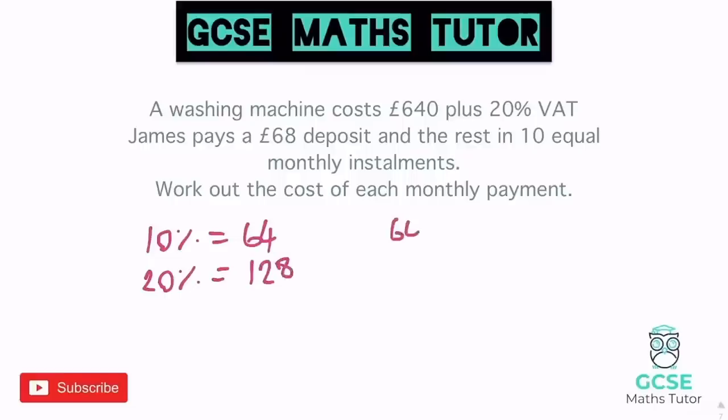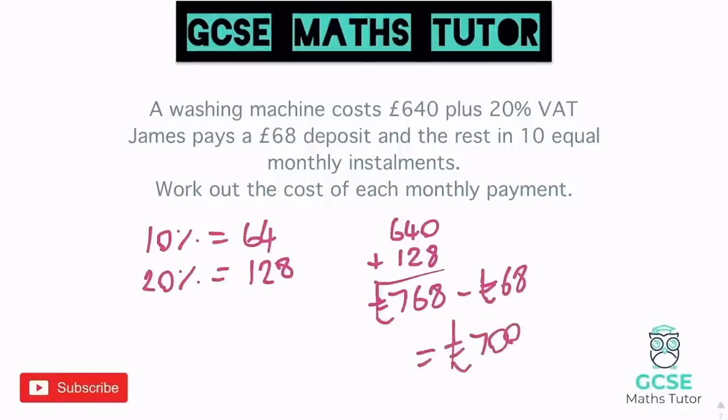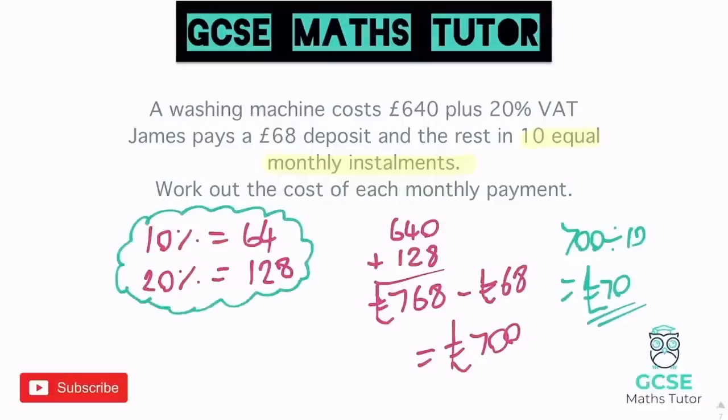So if we add these together, 640, add 128, we get £768. Now it says he's going to pay a £68 deposit, so let's take that £68 off because that's what he pays right at the start, and that leaves us with £700. Now it says in the question he's going to pay that in 10 equal monthly instalments. So if we divide this by 10, so 700 divided by 10 tells us that he's going to pay £70 per month. There you go. So the main part here was working out the percentage. So always work out 10%, and remember from there you can figure out any percentage.